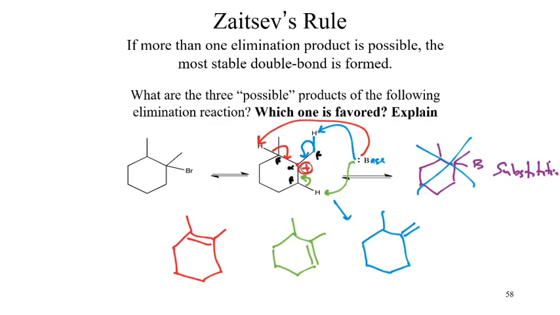So we get 3 possible eliminations. Of those 3, we would expect the red one, because that red one is what substitution? Tri-substituted. 1, 2, 3, 4. Okay. How many substitution is our green one? 1, 2, 3. And our blue one, 1, 2. Okay. So with that, we've got our complications done with our E1.